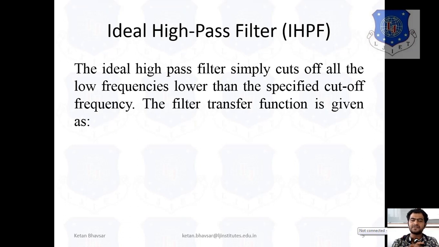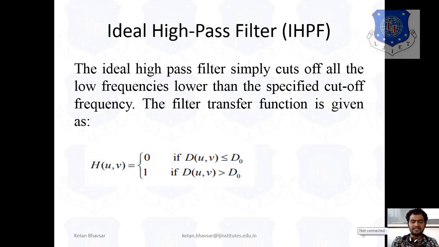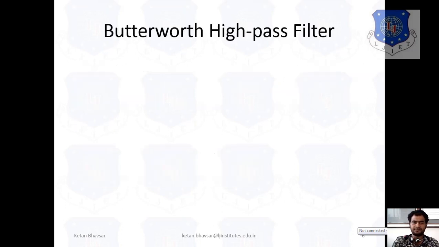The ideal high pass filter simply cuts off all the low frequencies lower than the specific cutoff frequency. The filter transfer function is given as H(u,v) equal to 0 if D(u,v) is less than or equal to D0, and 1 if D(u,v) is greater than D0. So if it is greater than D0, we get 1, and if it is less than or equal to D0, we get 0.